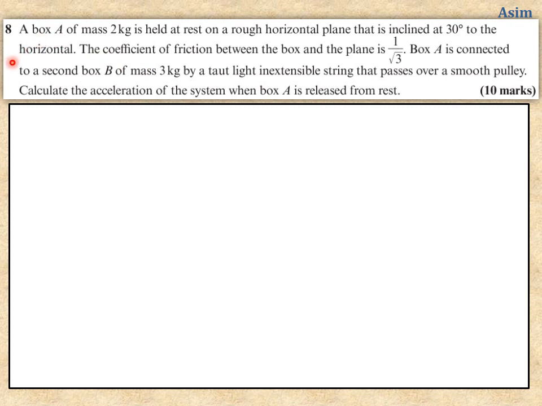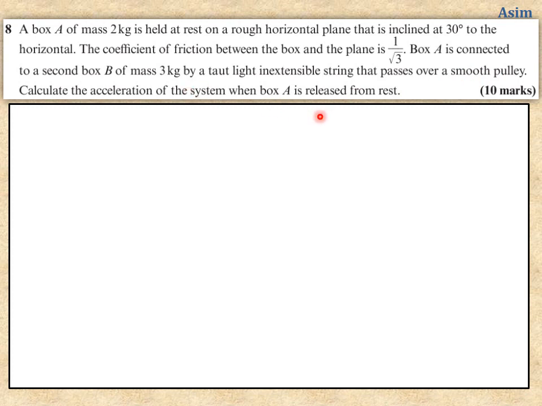A box A of mass 2 kg is held at rest on a rough plane which is inclined, as we just studied in the previous lesson, at 30° to the horizontal. The coefficient of friction is given, mu is 1 by root 3. Box A is connected to box B, so there are two particles connected. The masses are given and they're connected by a string passing over a smooth pulley. We have to find the acceleration.